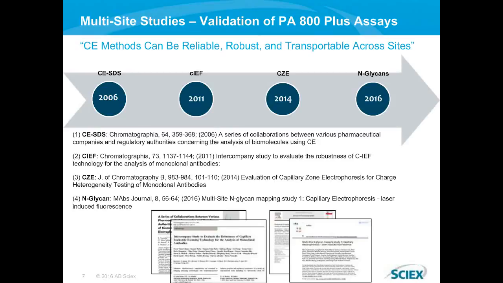The last piece here on quantitation is just some studies that have been done on the various applications that we'll talk about today. So these were multi-site studies, so intercompany collaborations between biopharma companies to validate P800 Plus applications. It started with CE-SDS back in 2006, and then they moved on to charge heterogeneity, looking at CEIF applications in 2011, and capillary zone electrophoresis, or CZE, in 2014, and most recently at the very beginning of this year, examining N-Glycan analysis. And I've got the references for all of those papers down below if anybody's interested in reading those.